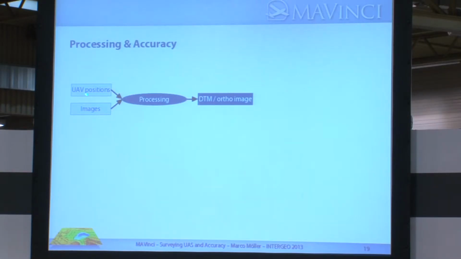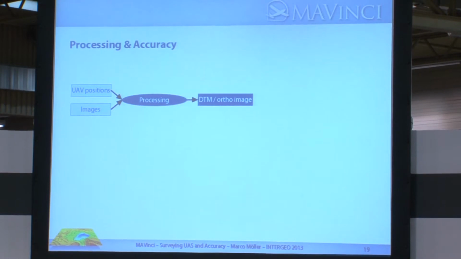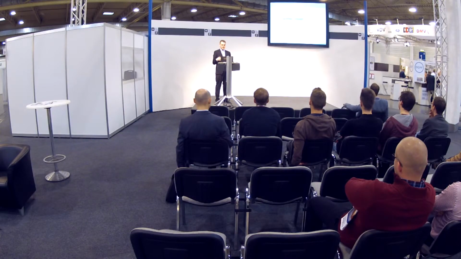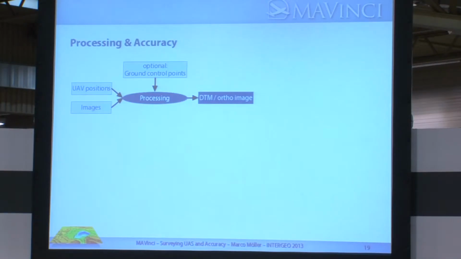Next step, post-processing. What you actually do is take the UAV positions and the images, throw them into some post-processing black box, and you get out an orthophoto, a DTM, and a point cloud. And if you want to do this really exactly, you need ground control points. That means you spray some crosses on the ground, measure the position of the crosses, put this into the post-processing, and mark the ground control points in the images. And then you get really good results.